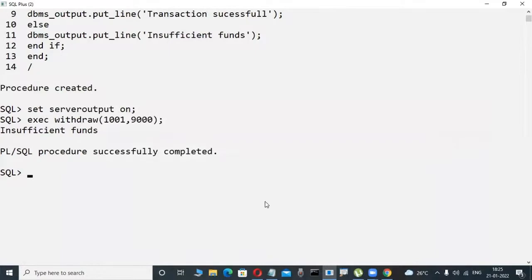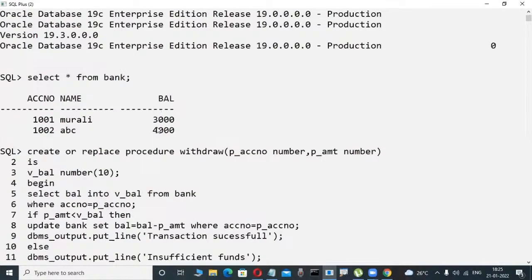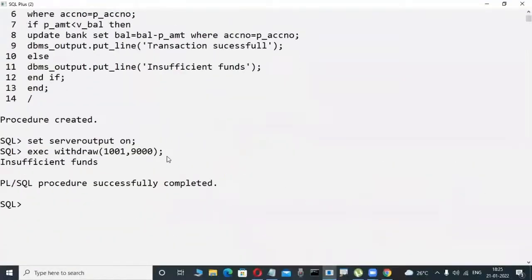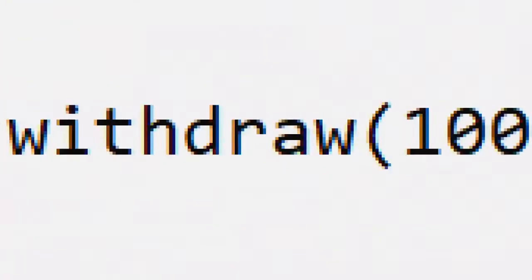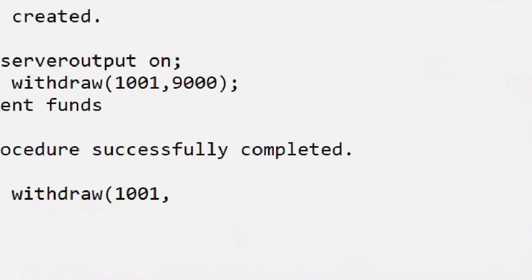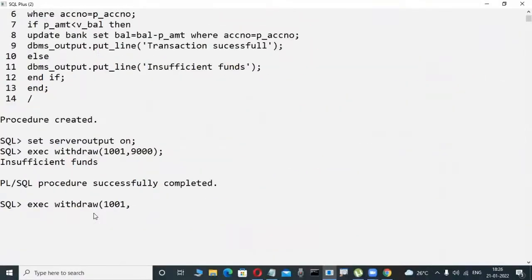Another case, OTP validation, all those things, same thing. And now check it out. For example, in this case my balance is 3,000. Now I try to withdraw 2,000 rupees, for example. Observe it here. Now 1001 is my account number. I try to execute withdraw again. Okay, so now in this procedure I try to withdraw 2,000 rupees.